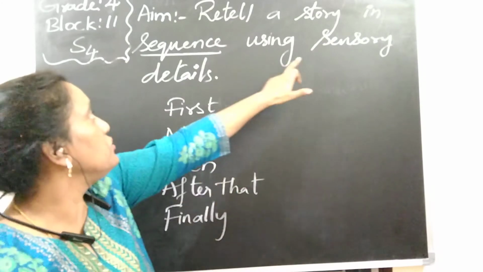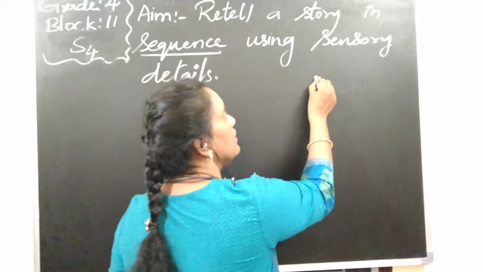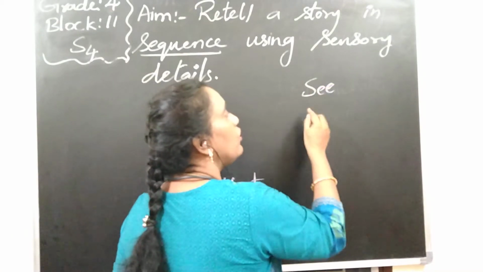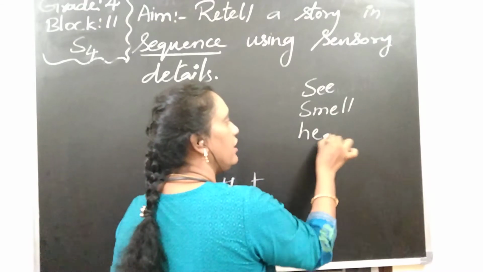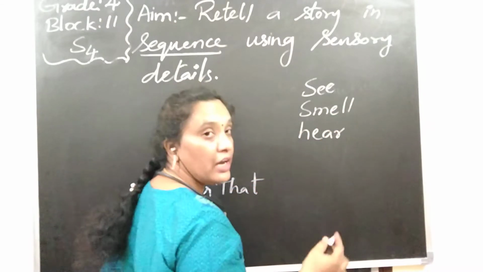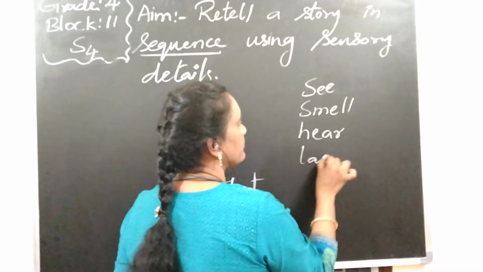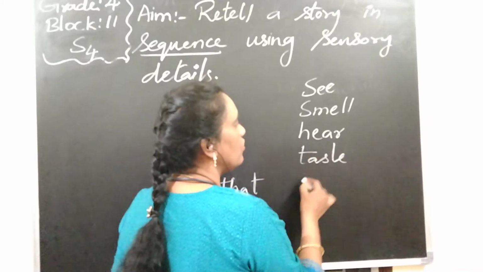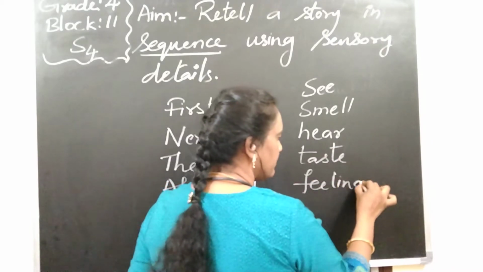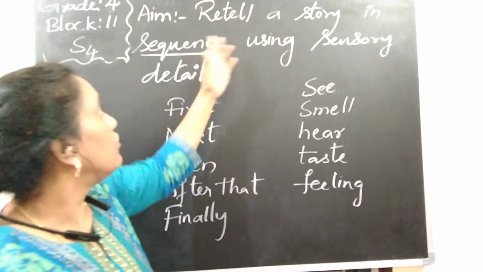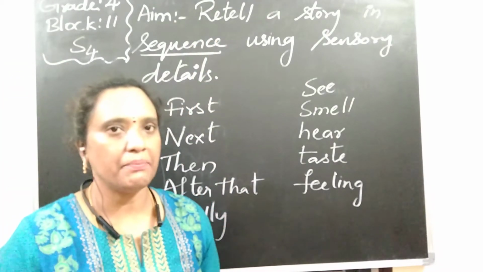Then what about using sensory details? Sensory details means whatever we are seeing, smelling, hearing, touching, or tasting, and also whatever we are feeling. Based on these sensory details, we are going to retell a story in sequence. So what story? Let us take the Peter story only.